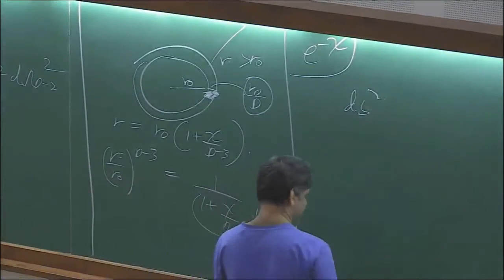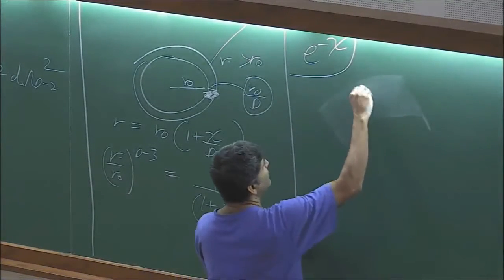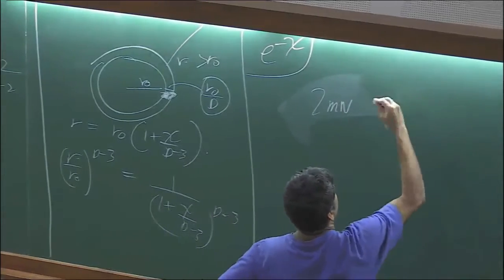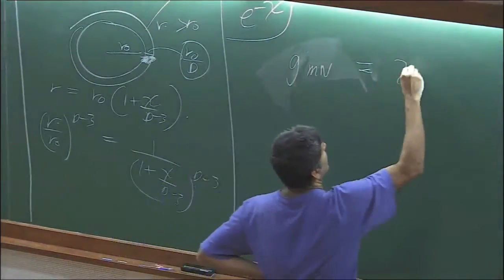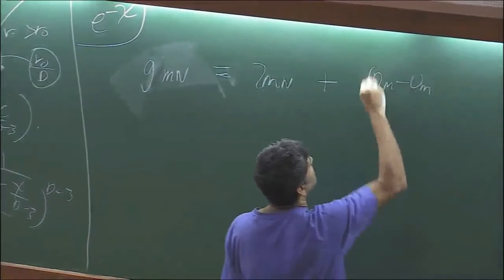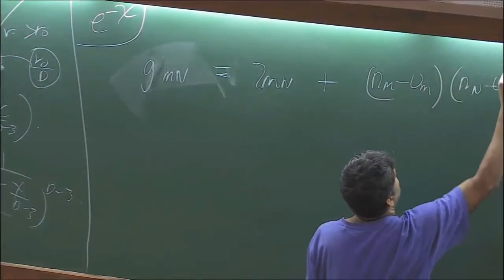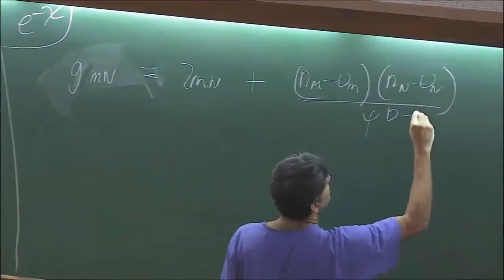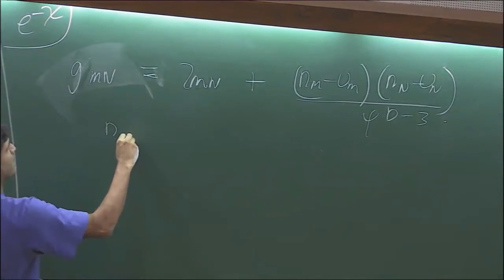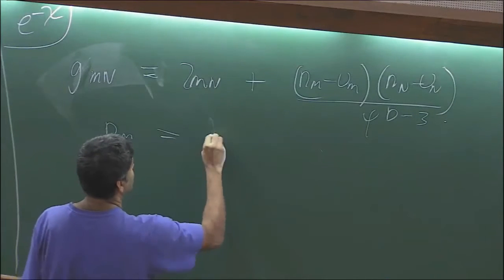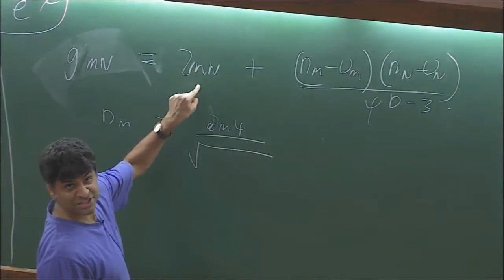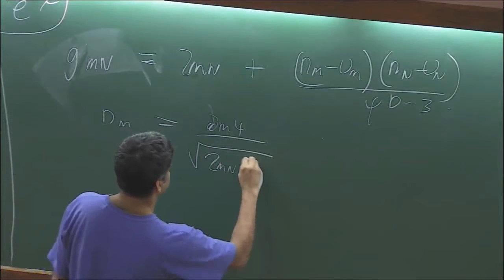Okay? So you have ds squared, or maybe I should write it in terms of the metric. Consider the metric g_mn is equal to eta_mn, that's the Minkowskian metric, plus (n_m n_n minus u_m u_n) by psi to the power d minus 3, where n_m is simply the one-form d psi, so del_m psi, normalized to have unit norm, where all normalizations are done with the metric eta.